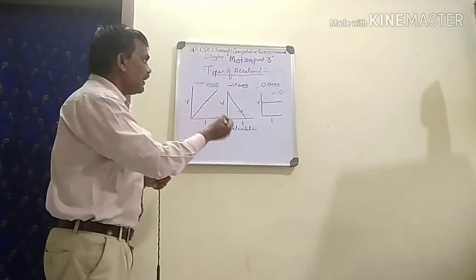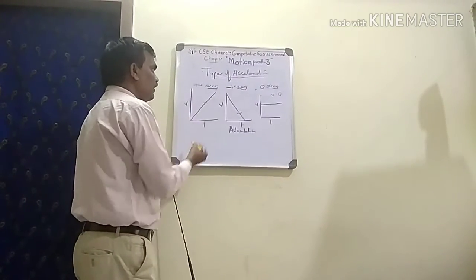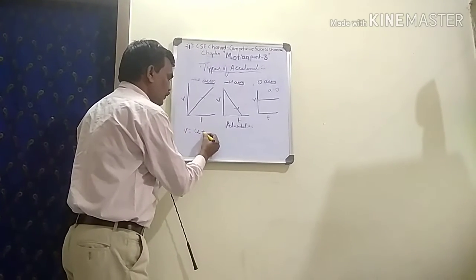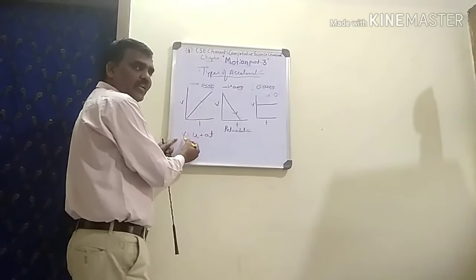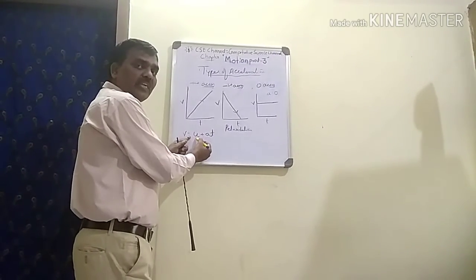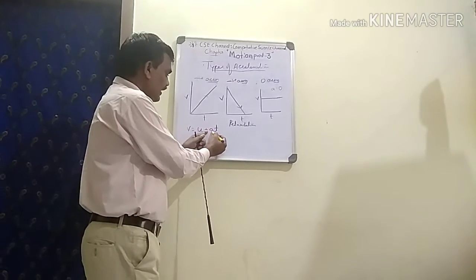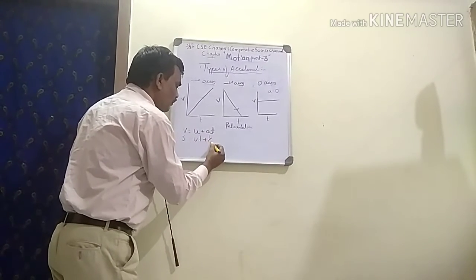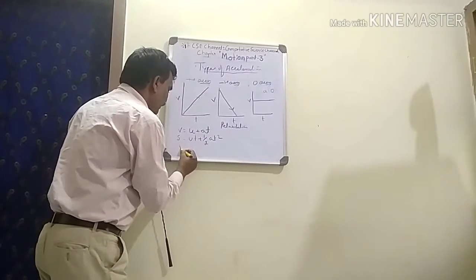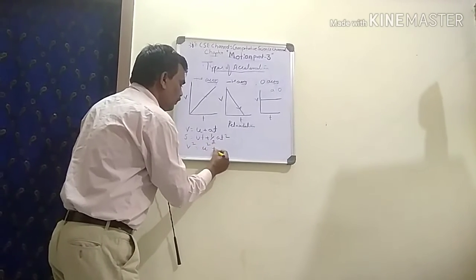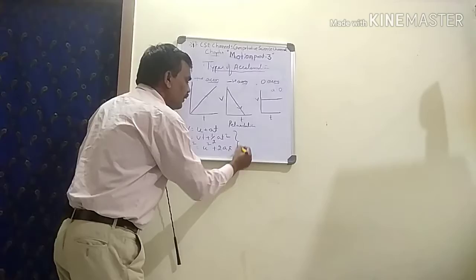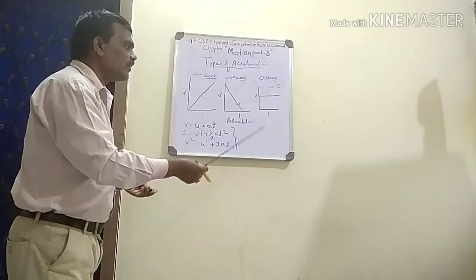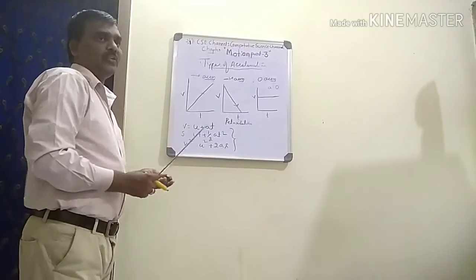Coming to the equations of motion related to acceleration, we have three equations of motion. v is equal to u plus at, where v is final velocity, u is initial velocity, a means acceleration, t means time taken. s is equal to ut plus half at square. Then v square is equal to u square plus 2as. These are the important linear equations of motion. Then we are going to discuss problems on these equations.